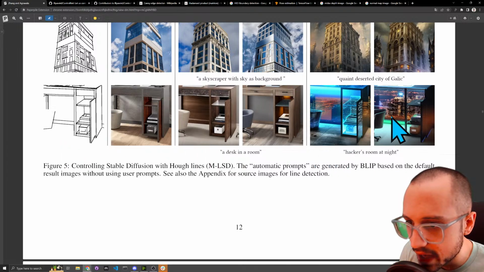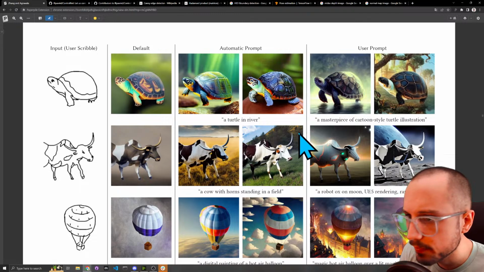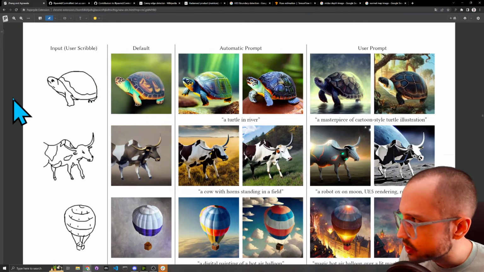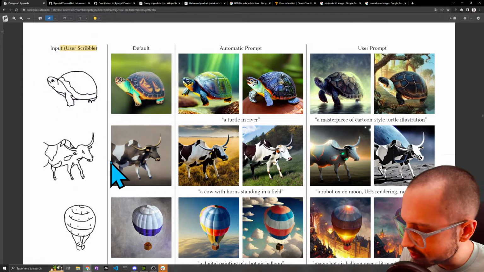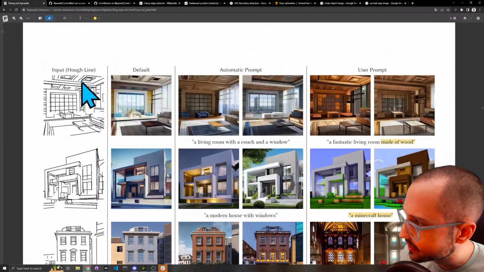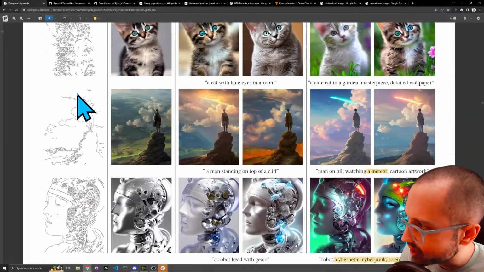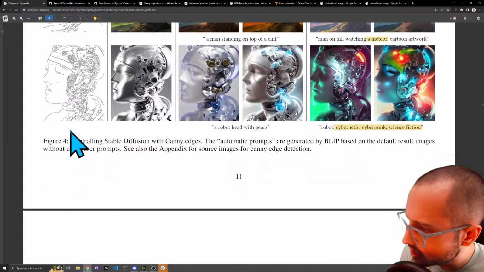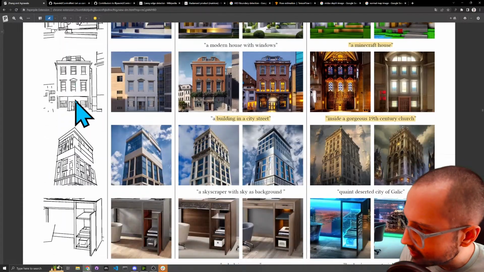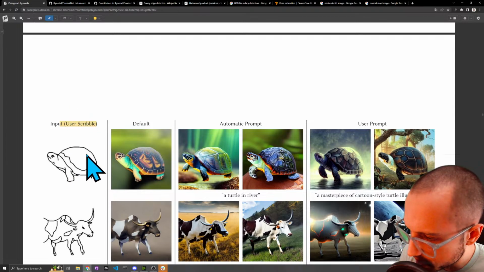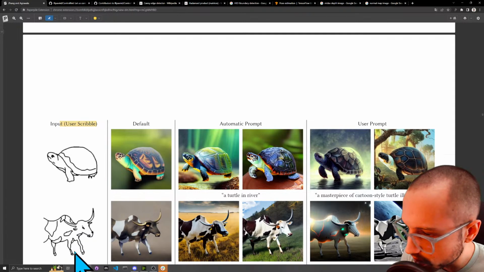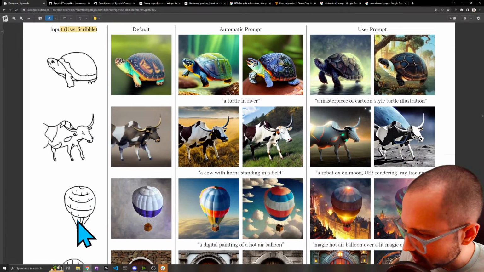Desk in a room, hacker's room. Turtles. These are all user scribble, kind of like an edge detect. So these are different inputs, right? So here you had the Canny edge. Here you have the Hough line, and the user scribble, the way that they train this one is they basically use the Hough line, and then they very hardcore data augmented it.